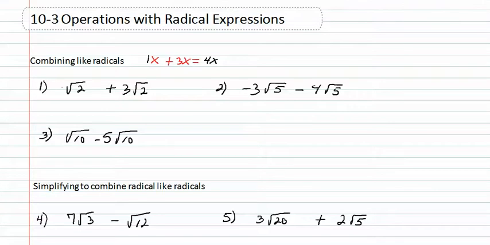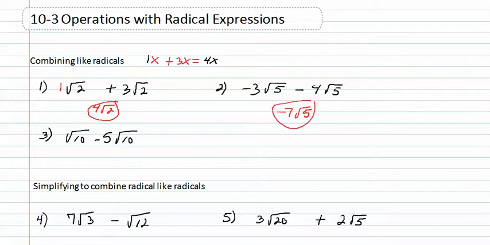I have 1 radical 2 here, and 3 radical 2 here. How many radical 2's do I have? I have 4 radical 2's. That's my answer. Okay, on this one I have radical 5's. There's a radical 5 here and a radical 5 here. I have a negative 3 radical 5 and a negative 7 radical 5. How many radical 5's do I have? Negative 3 and a negative 4. Add those together, you get negative 7 radical 5.